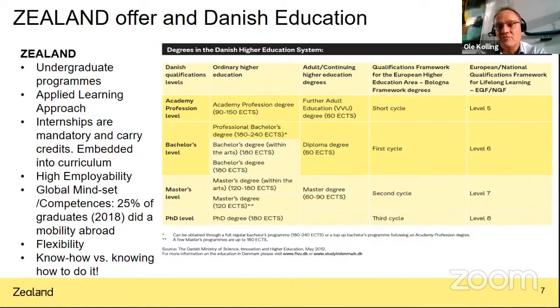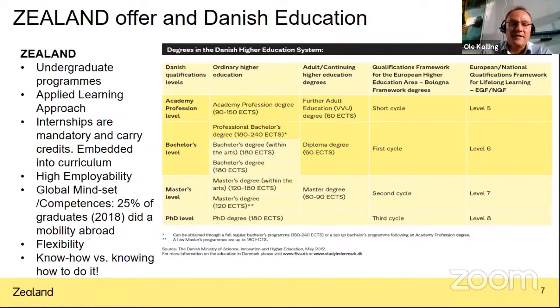Now, the programs we offer are only undergraduate programs. So are you looking for a master degree? Then it's not us. We also offer an applied learning approach. Applied meaning we don't focus on learning theory, but we focus on learning how to use theory. All our programs carry internships. They are mandatory and they are embedded into the curriculum. So you cannot study with us, no matter which program you study in, without doing an internship.